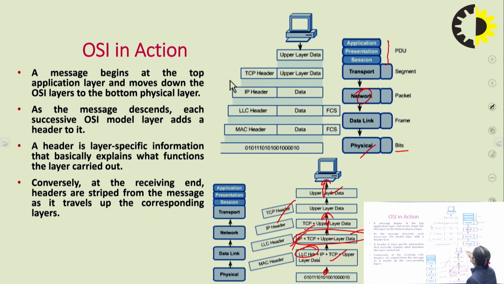So here the sender is sending the data, and we have the upper layer data. Here the segment comprises the TCP header and the upper layer data. For packets, the IP header is attached, then at the data link layer we have the LLC header or the MAC header depending on what I am doing. Then at the physical layer, we have the bits.